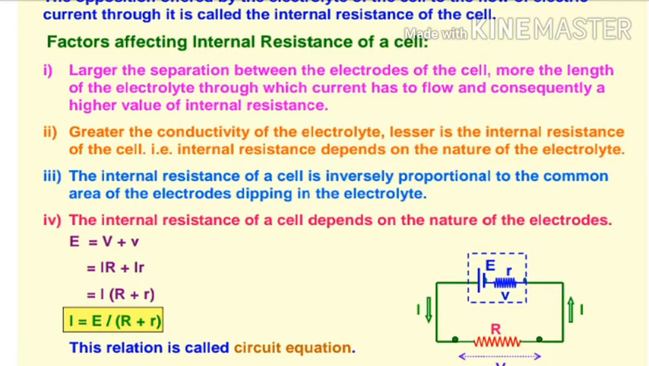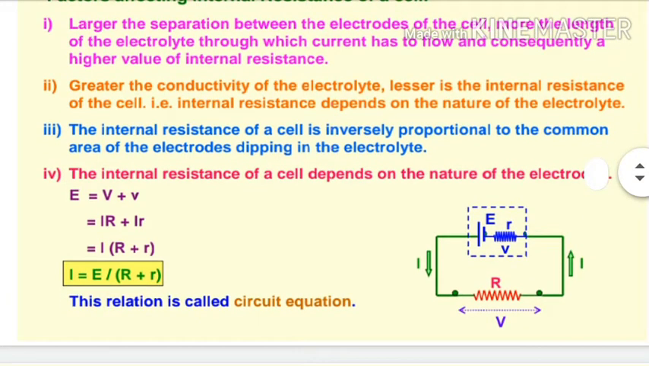Now if we derive an expression for the current flowing through any cell, or current driven from any cell through an external resistance, then it can be easily derived. As we know, the electromotive force, that is EMF of any cell, can be defined as the potential drop in the outer resistor plus the potential drop in the cell.